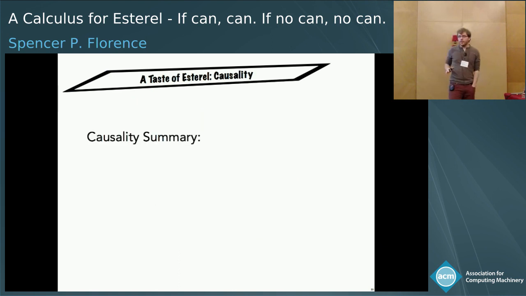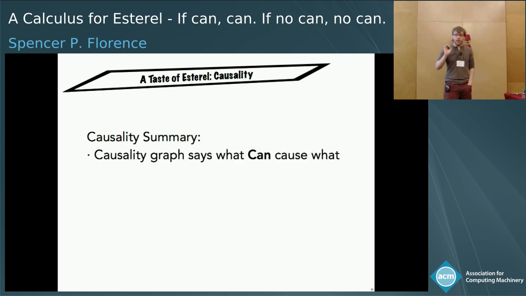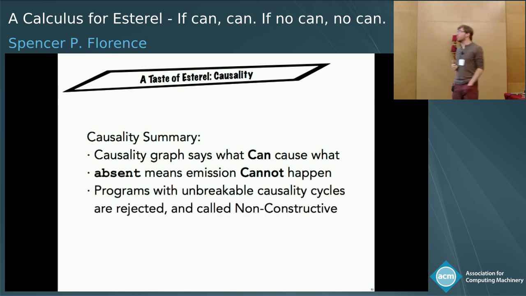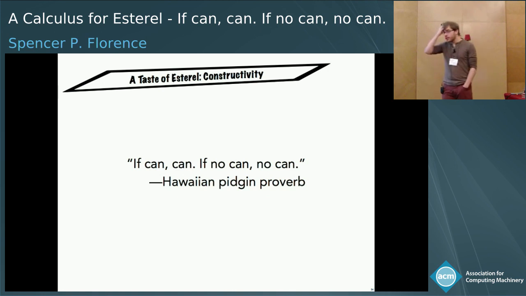So that was a lot of information about causality. This is important, so I'm going to give you a brief summary. The causality graph of a program tells you what in a program can cause what else to happen. Absent means that a signal cannot be emitted. And programs with unbreakable causality cycles are rejected and called non-constructive. Or, to have a slightly more silly quote to deal with this: turns out if you want Esterel programmers, don't go to France, go to Hawaii.